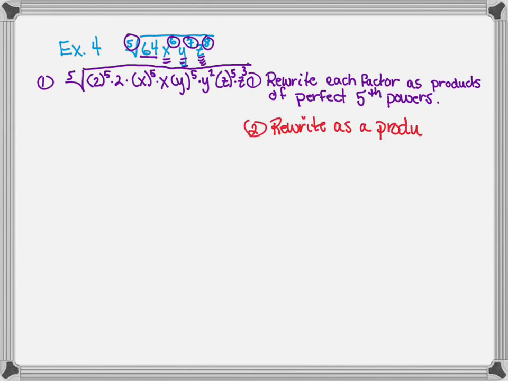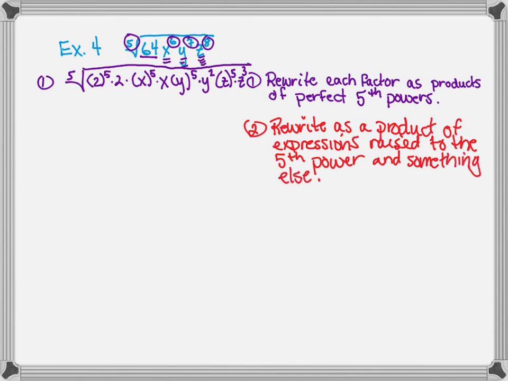And now we will rewrite as a product of expressions raised to the 5th power and something else. So I've got the fifth root of, let's look at everything that's raised to the 5th power. I've got a 2, an x, a y, and a z. So I've got 2xyz all raised to the 5th power. And then my other factors that are not raised to the 5th power, I've got 2x y squared z cubed, so times 2xy squared z cubed.